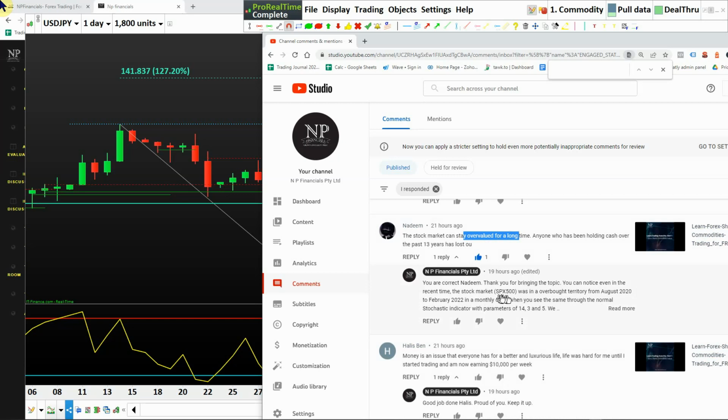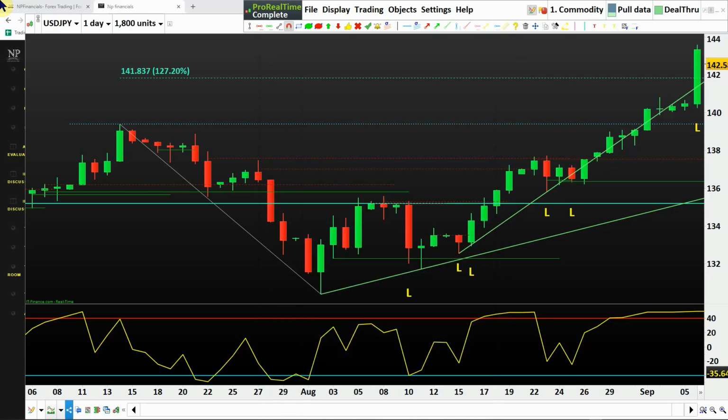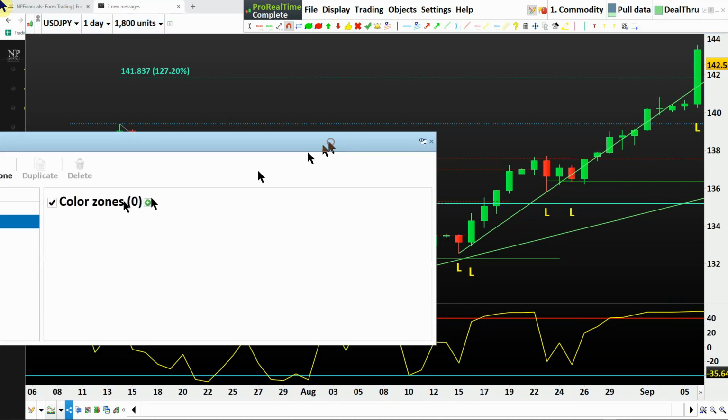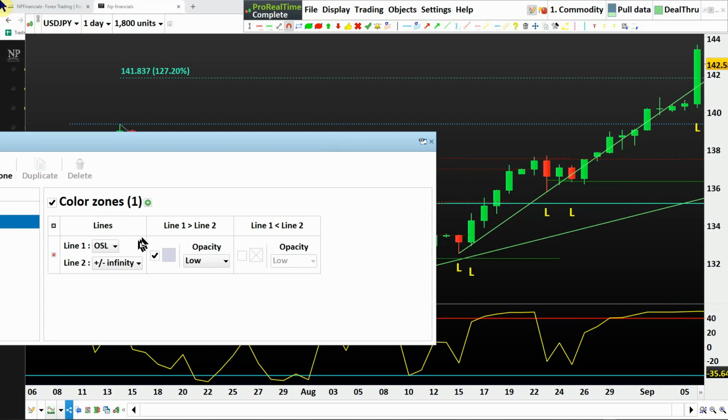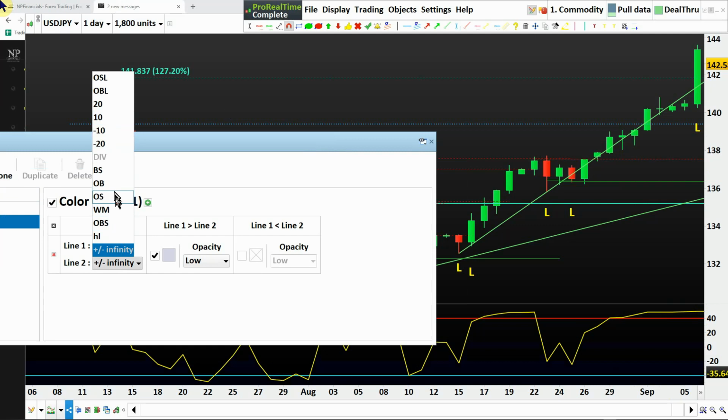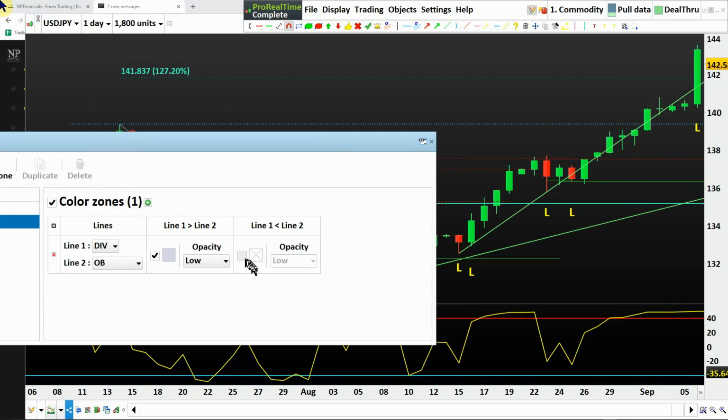I'll show you SPX 500, how it stayed overbought from February 2022 to August 2022. But here also we can see in front of us, it stayed overbought. Can you see that? This is overbought. So if you allow me to color this, I'll color it with add color zone. With the proprietary divergence indicator, if it is going beyond overbought, then you turn it red.